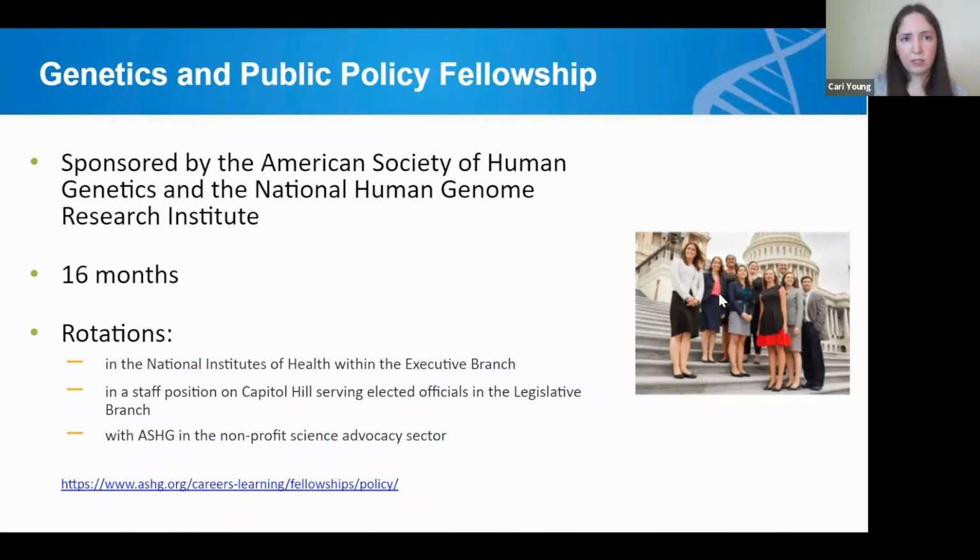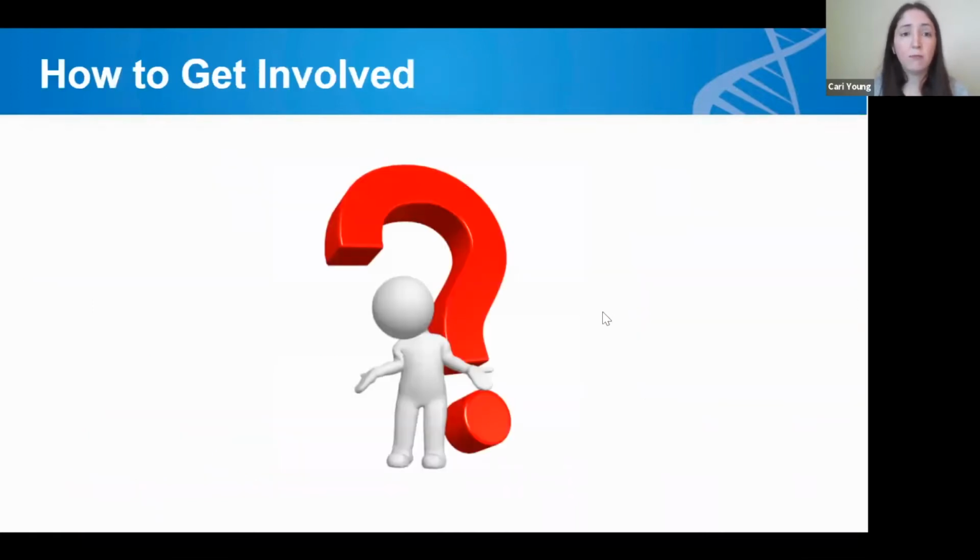But I also want to talk on the next slide a little bit more about folks that aren't looking to shift their whole career into policy, but do want to get involved a little bit more in the policy arena, because as I mentioned, I think the genetic counselor voice is really valuable, both in science policy and in health policy. And if interested, I think there are a lot of good ways that genetic counselors could get involved.